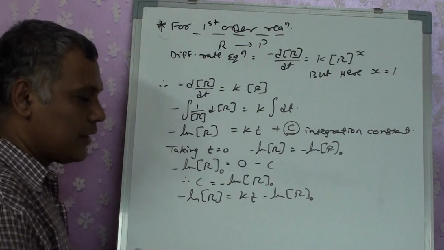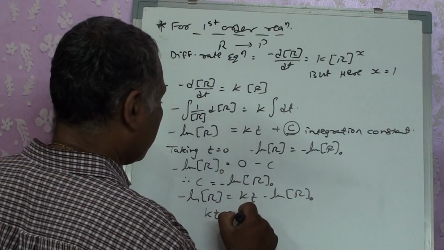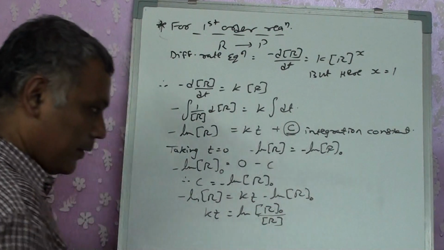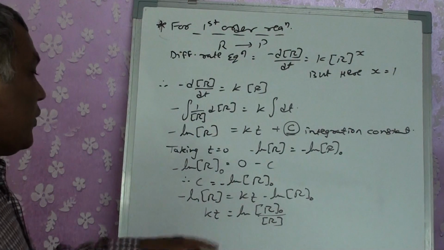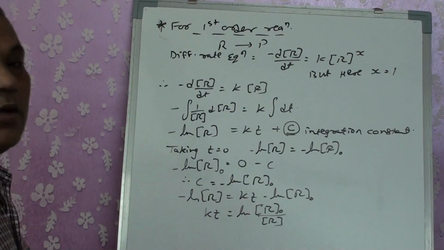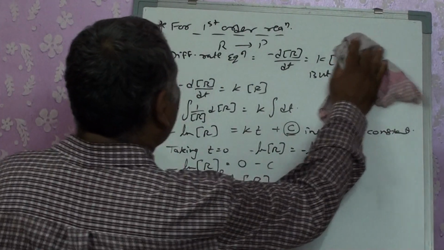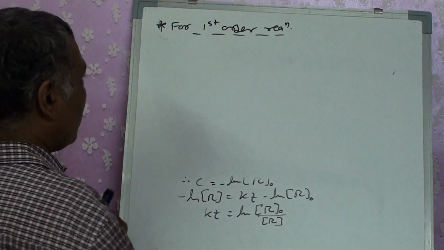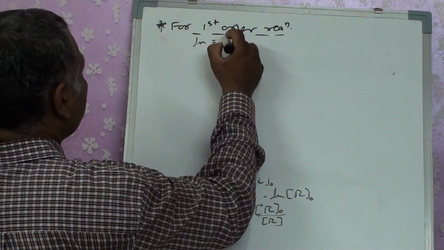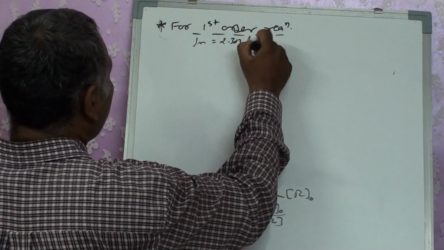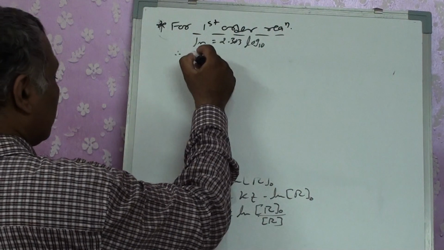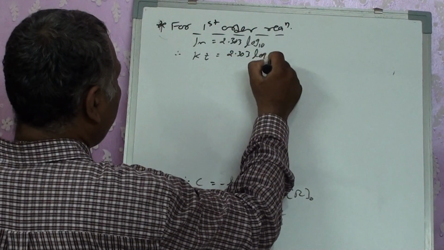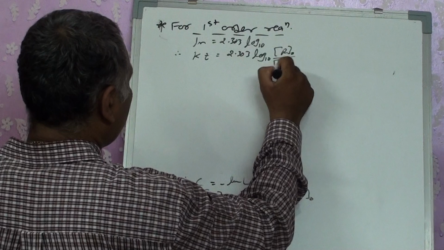Take the ln's on one side, you will get kt is equal to ln R naught by R. Okay. Now, once we know that ln is a natural log, its value cannot be easily calculated. We want to calculate it to the base 10, log to the base 10. We know that ln is equal to 2.303 log to the base 10. Therefore, substituting the value, kt is equal to 2.303 log to the base 10 R naught by R.